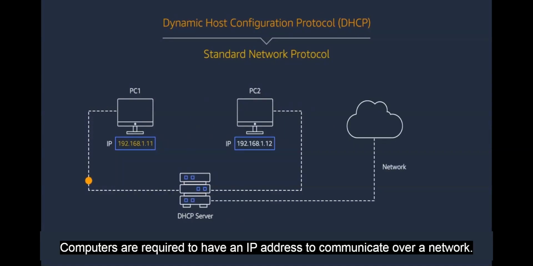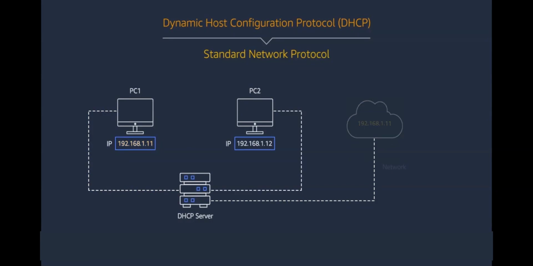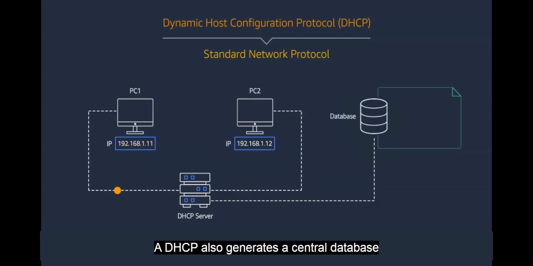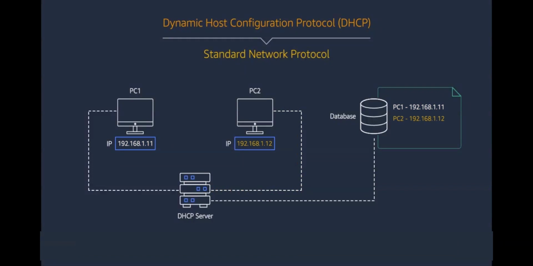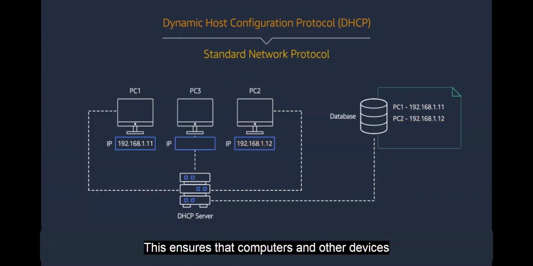Computers are required to have an IP address to communicate over a network. A DHCP also generates a central database to keep track of devices that have already been connected to a network. This ensures that computers and other devices are not accidentally given the same IP address.